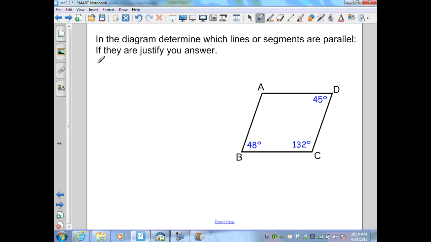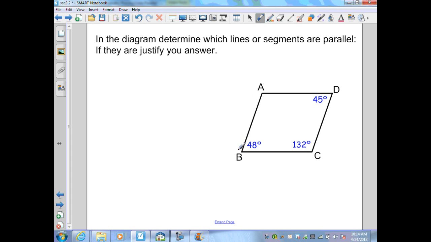Again, in the diagram, they want me to determine which lines or segments are parallel and justify your answer. Let's start with these two angles. I have a transversal. It's the line that helps form both the angles. That transversal is segment BC. And I know that 48 and 132 add up to 180 degrees.